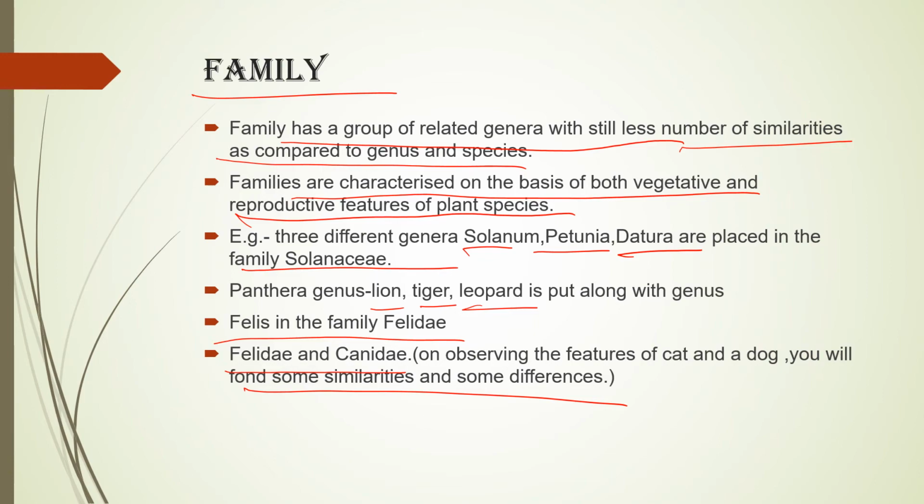Is it clear? Now families, we have told that they are having fewer similarities and they are characterized on the basis of both vegetative as well as reproductive features of the plant species.